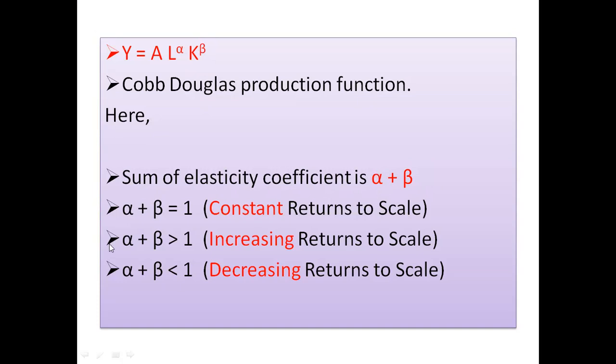So here, if alpha plus beta equals 1, it shows constant returns to scale. If it is greater than 1, it is increasing returns to scale. And if it is less than 1, it is decreasing returns to scale. This is a very simple idea to answer questions in a competitive exam. If it is equal to 1, constant; greater than 1, increasing; and less than 1, decreasing. Well, this is the brief idea about your factor and product relationship.